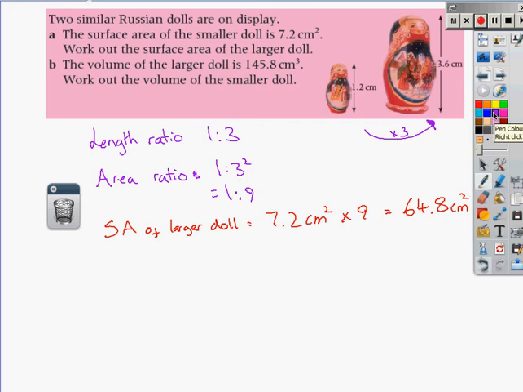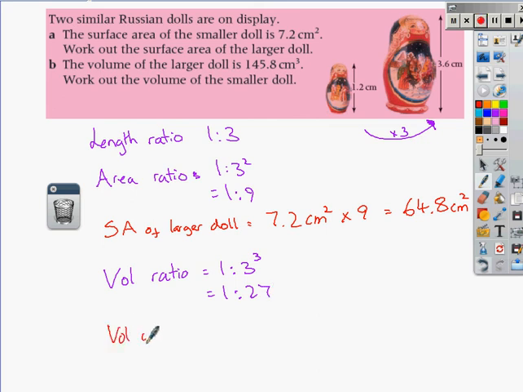Now, if we want to work out the volume of the smaller doll, if we know the volume of the larger doll, so we know the volume of the larger doll is 145.8 centimetres cubed. Now the first thing we have to work out here is the volume ratio. Now if the length ratio is 1 to 3, the volume ratio is 1 to 3 cubed, or 1 to 27. So therefore, if we know the volume of the larger doll, to convert back to find the volume of the smaller doll, we must divide it by this value of 27.